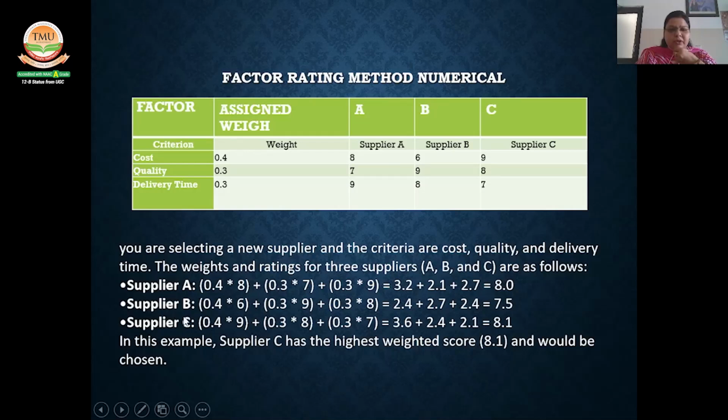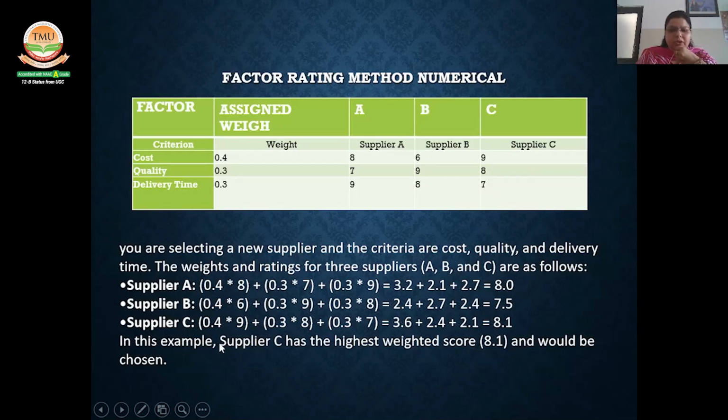Same as for supplier B, we will do the calculation as 6 multiplied by 0.4, 9 multiplied by 0.3 and 8 multiplied by 0.3. What we will find is 7.5. Same as for supplier C, 9 multiplied by 0.4, 8 multiplied by 0.3 and 7 multiplied by 0.3, and what we will find is 8.1.